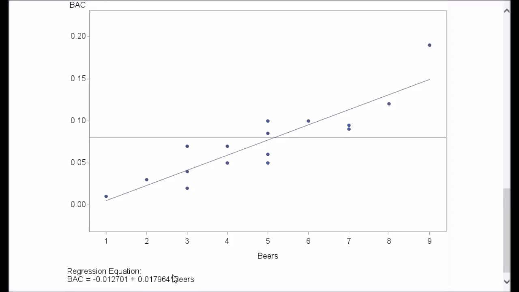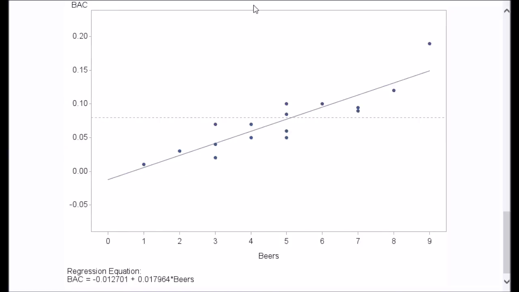Now again, our interpretation of these is fairly straightforward. The intercept is a little bit tricky because we don't actually see it in the plot. We don't have 0 beers indicated here. So I'm going to extend our plot out a little bit to show where that 0 beers is. Here I've changed the x-axis to go all the way out to 0. So there's our intercept, negative 0.0127, negative 0.013. That's our estimate of beta naught right there.